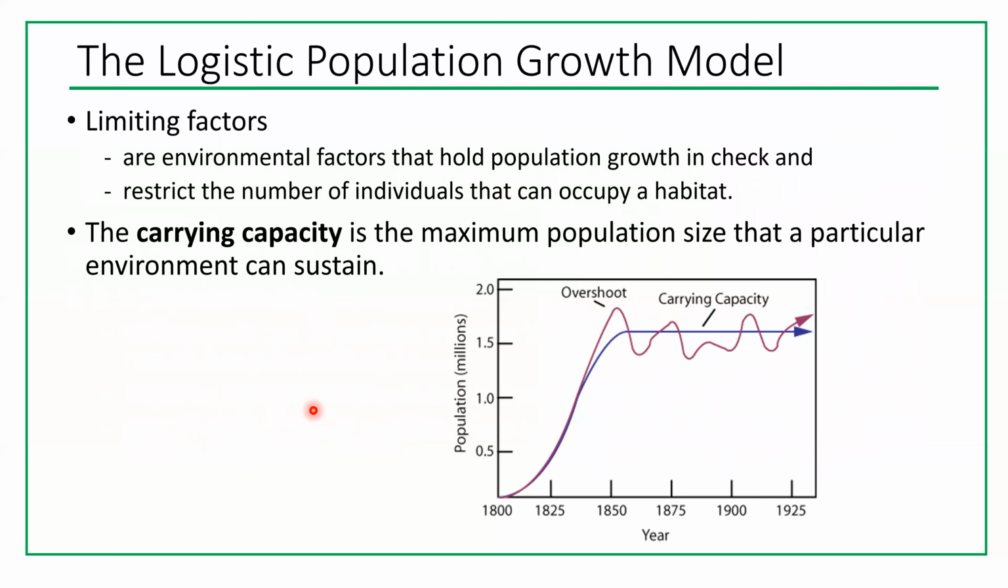But can it be like this forever? Obviously not. A population cannot grow constantly. There will be some limitation. And what limits the population growth is population limiting factors, right? So we do have limiting factors. Those are environmental factors that hold population growth in check and restrict the number of individuals that can occupy a habitat. So carrying capacity is the maximum population size that a particular environment can sustain, right?